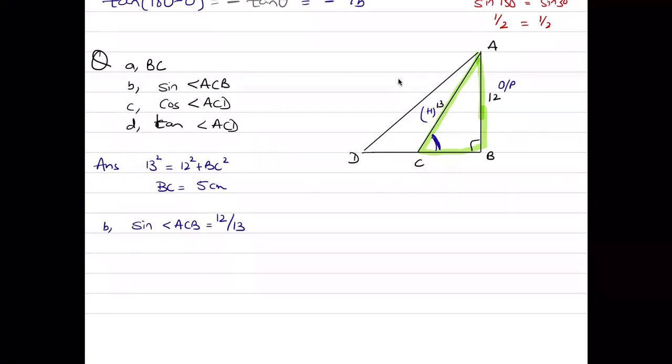Okay. Now in the next part, they are asking you to find the ratio of cos of angle ACD. Angle ACD is this angle, and we can see in the diagram that it's an obtuse angle. Now, cos of an obtuse angle is equal to negative cos of an acute angle. And what was the acute angle of ACD? If ACD is the obtuse angle, what is the acute angle?